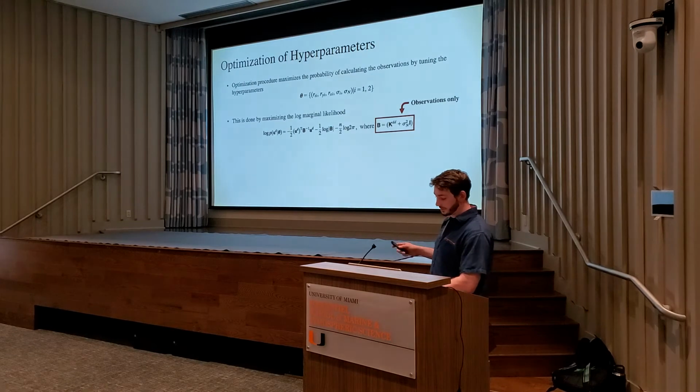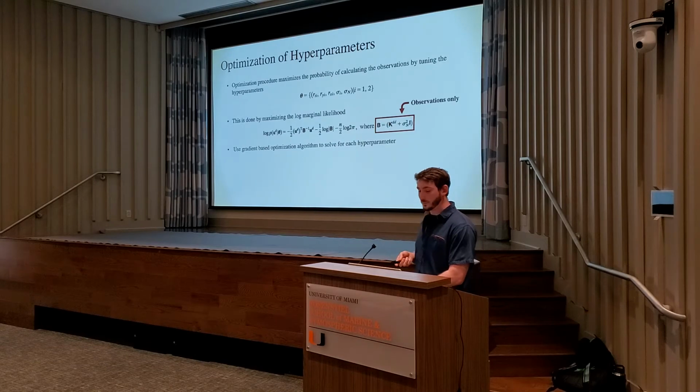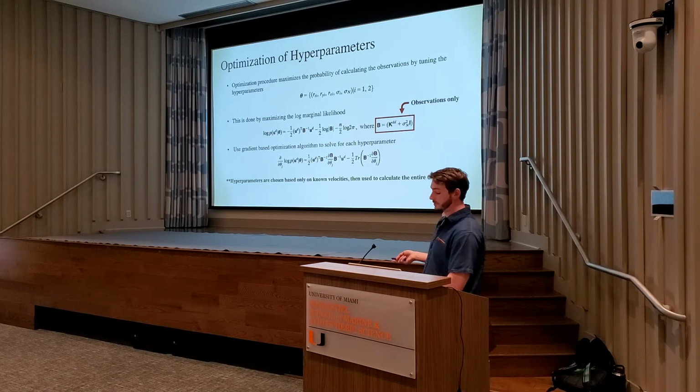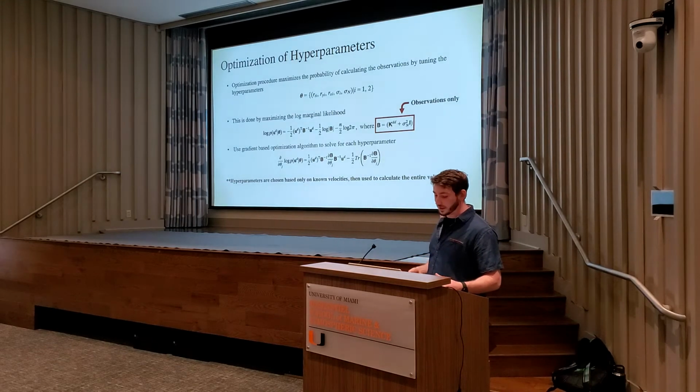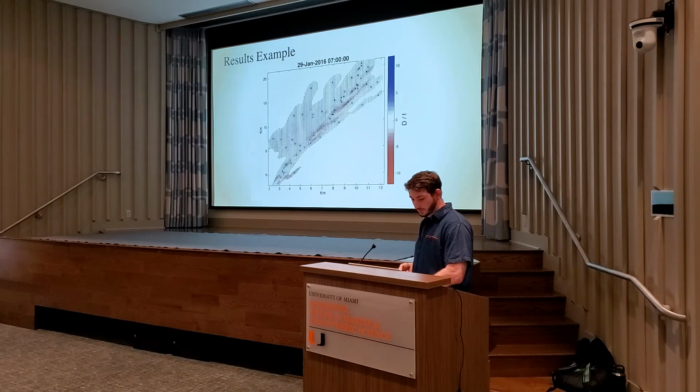So just with the input of the observations alone, we're going to be able to, much in the same way, use a gradient-based optimization algorithm pertaining to all the different hyperparameters and solve for each one. So once we have optimized our hyperparameters, we can then go back and fill in our velocity fields. And finally, something nice to look at.